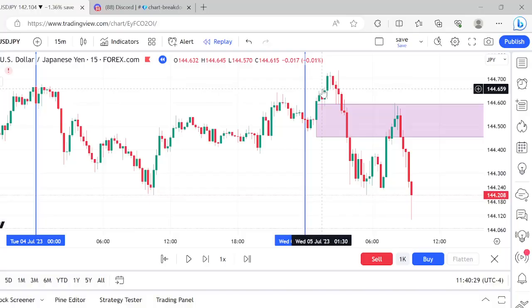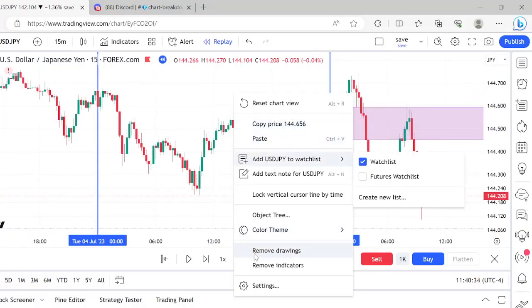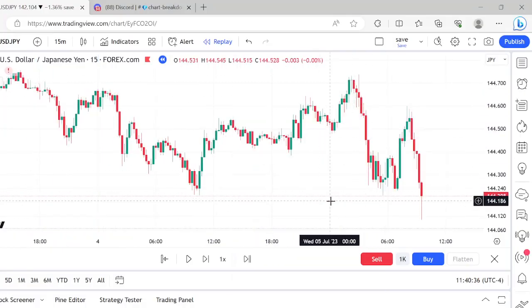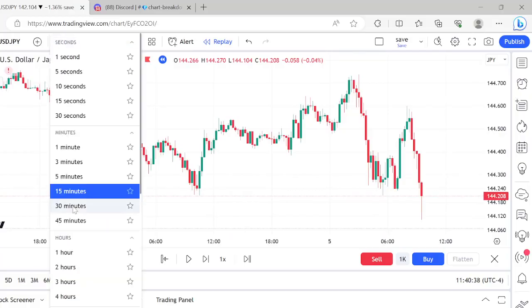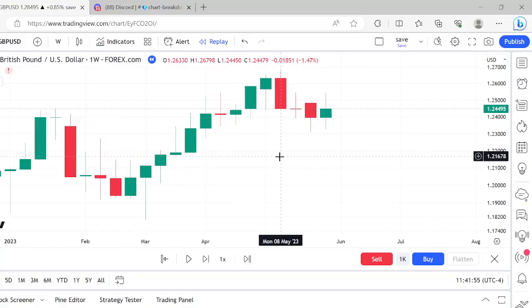So as I said, you can have Judas swings there, but you also have Judas swings on the weekly chart. So this is the daily range that we're talking about right here, but you can do the same exact thing on the weekly range. Okay, so now we're going to talk about the weekly Judas swing and what it looks like on a weekly chart. So I'm going to use this GBP USD as an example.